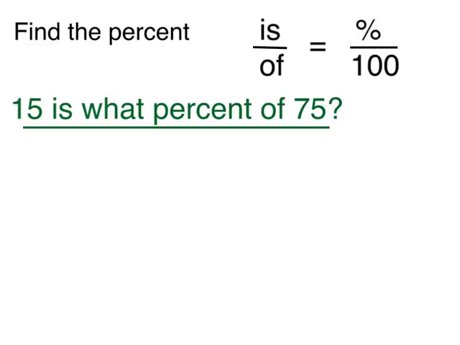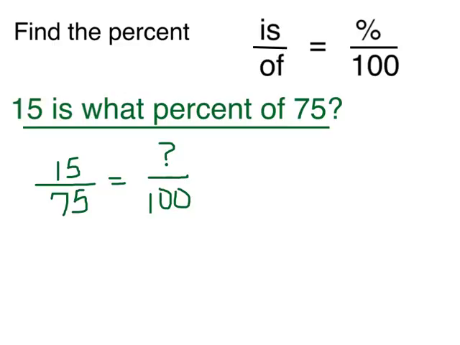15 is what percent of 75? In order to solve this, you need to remember your ratios and how they are proportional to percentages. So if I look at that, I can see 15 is what percent of 75. So I know that 15 is my part, 75 is my whole, and I need to find out what percent that is. Well, I'm looking for the percent, and that's over 100. So I've set up my proportion, my ratio, just like we've been doing in our other problems.